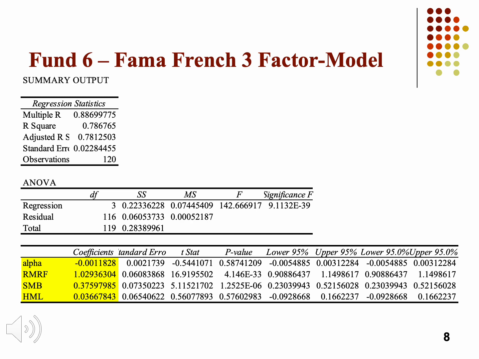In this specific case, we see that alpha is extremely close to zero, being equal to negative 0.0011828, thus meaning it is not statistically significant. Therefore, the three factors in the model account for the variation, with the betas of RMRF being 1.03, small minus big being 0.38, and high minus low being 0.04.